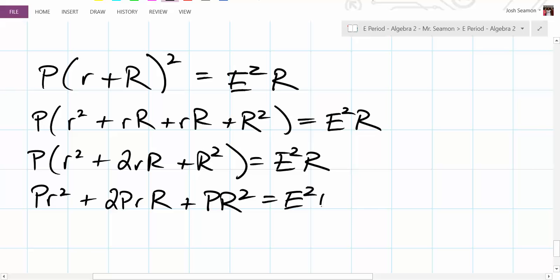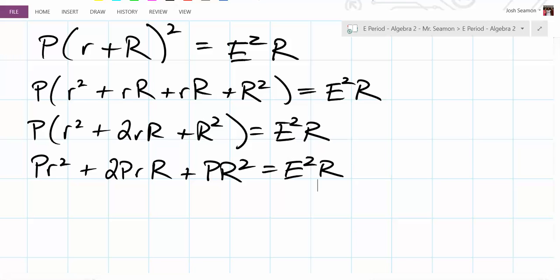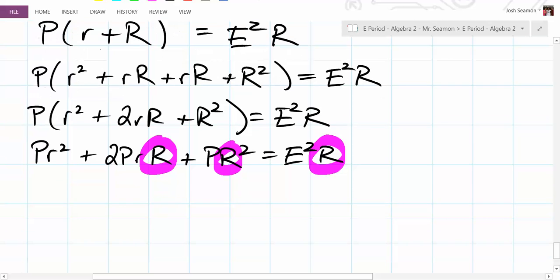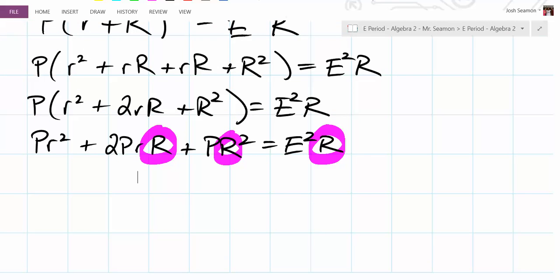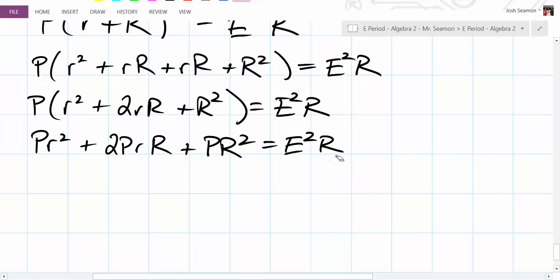Okay, so this doesn't look nice, but again, which variable are we trying to solve for here? R. What do we have? R, and we also have it right there, right? Is this in standard form? It's almost. Does it equal 0? No, so how can we make it equal 0? ER, right? And I'm going to put this in a different order.